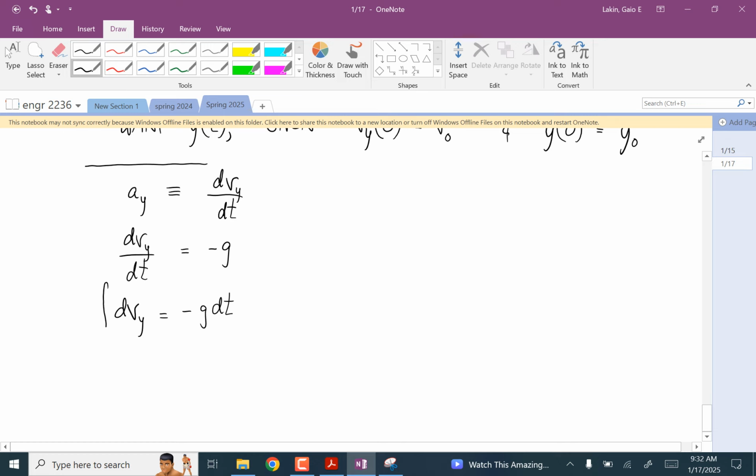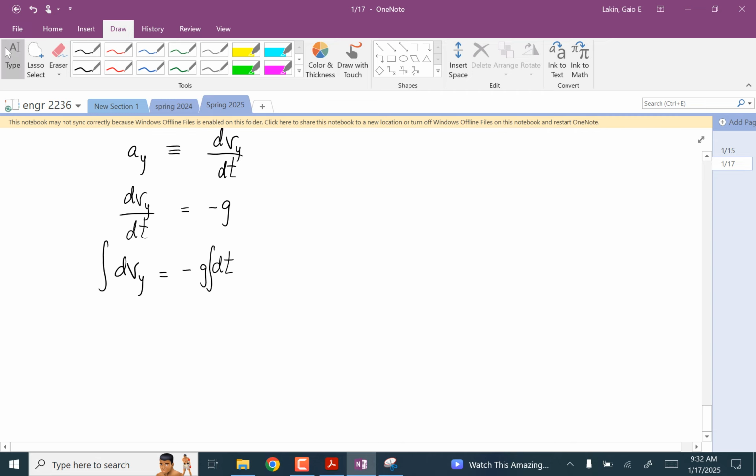And now you can integrate both sides. I'll pull the constant out of the integral. And so this says that vy is equal to negative gt plus the constant of integration. And now we'll use the boundary condition to find that c. Let's make this c1, because we're going to have another constant of integration in the next step that isn't necessarily equal to it.